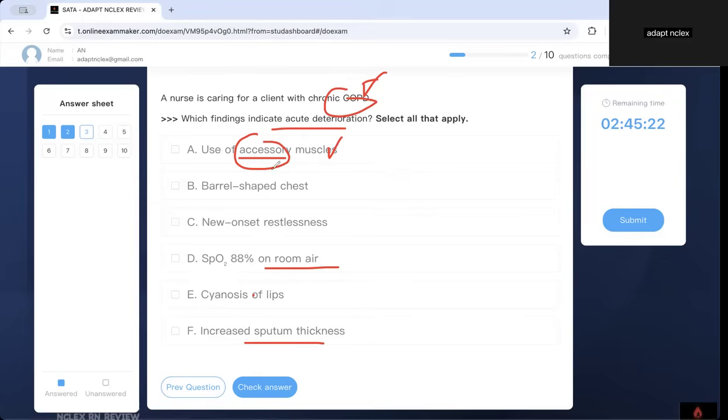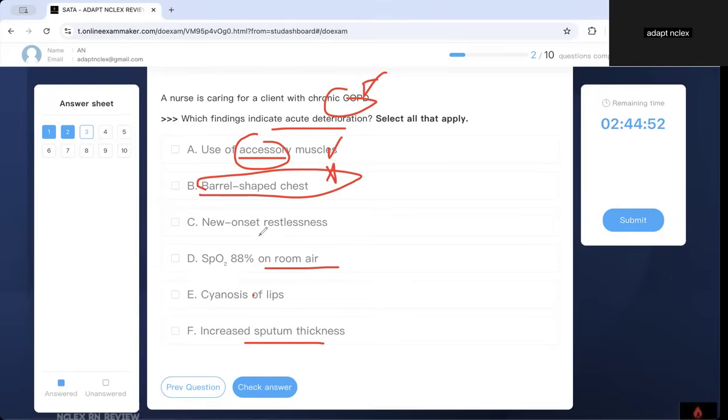Barrel-shaped chest. This is a trap. It does not tell me the patient is in distress. It's just the shape of the chest wall in a patient with emphysema. You've seen it before, but when you apply a little bit of common sense, the question says the patient is decompensating. Why would the shape of the chest be a sign that I'm having a problem? Don't pick it.